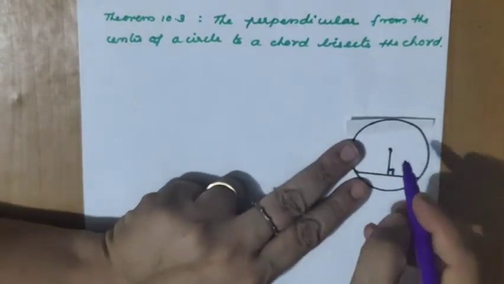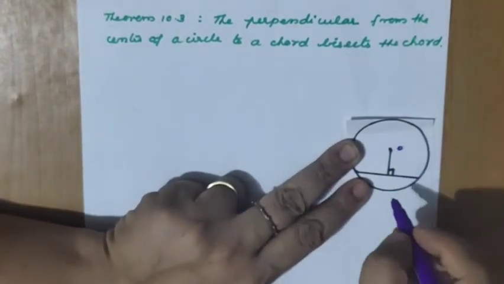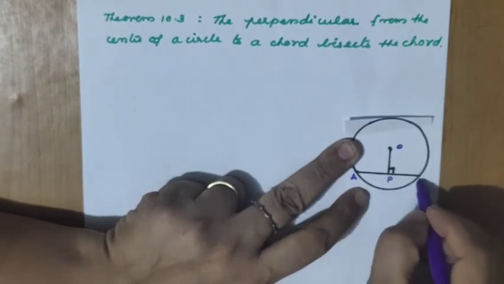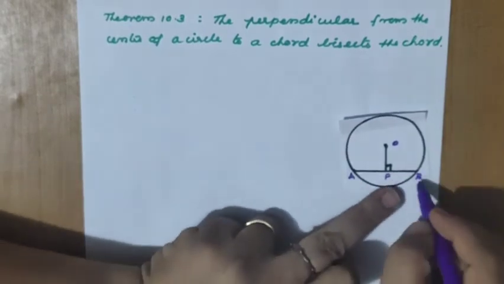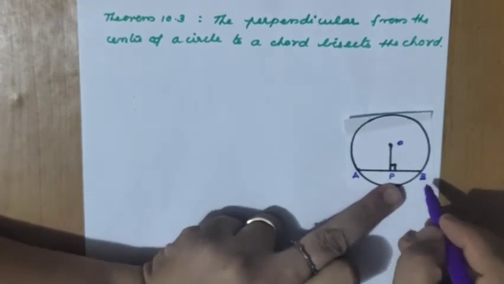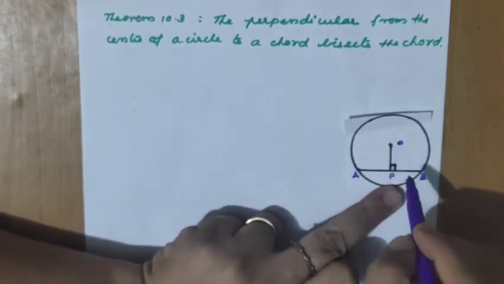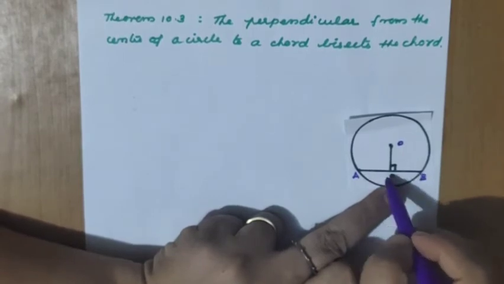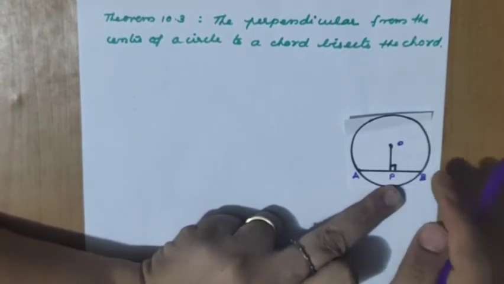What is given in the question? O is the center of the circle, OP perpendicular to the chord AB. See the diagram. AB is the chord, okay. OP perpendicular to AB, this is given. Now what we have to prove? This bisects the chord. Bisects the chord means AP equal to BP we should get.